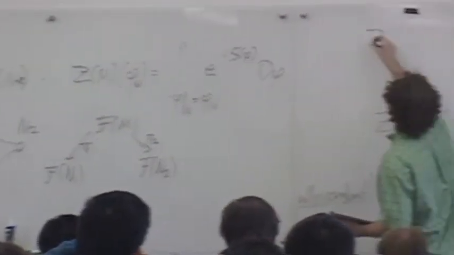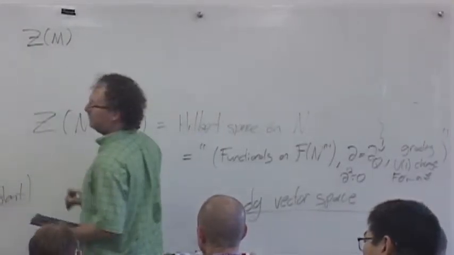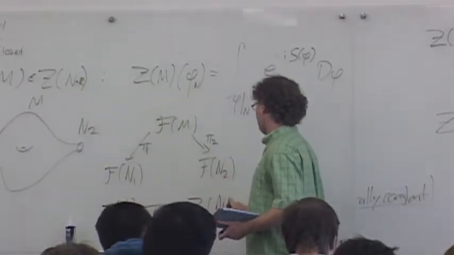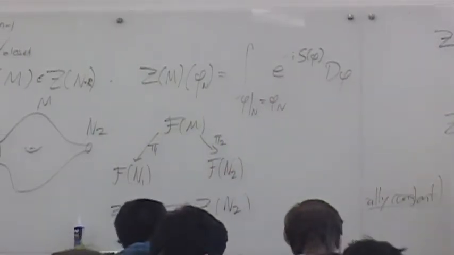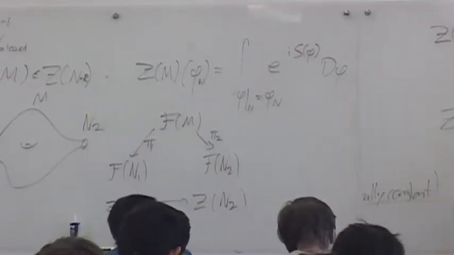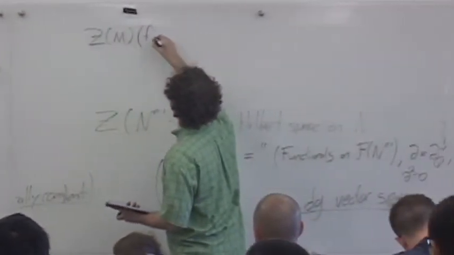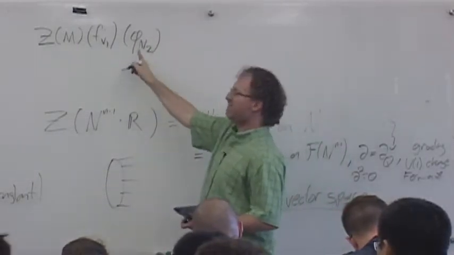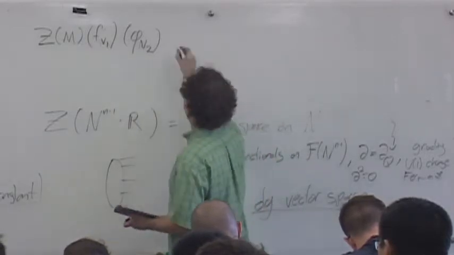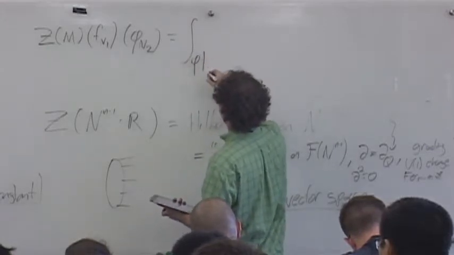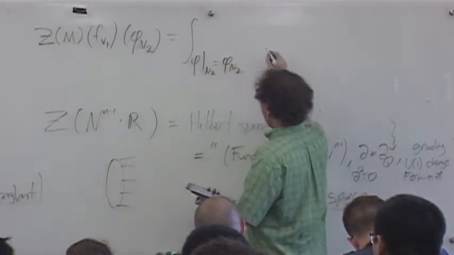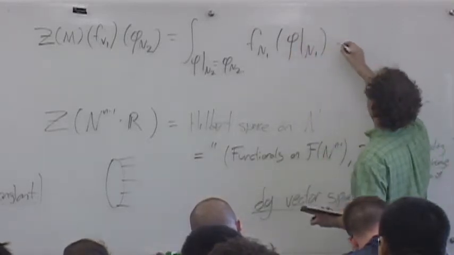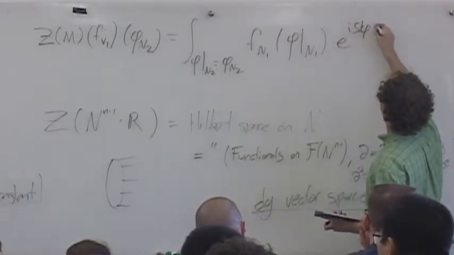So Z of M is now going to be a map from Z of N1 to Z of N2. I'm going to linearize integral transforms as maps. That's the map associated to the cobordism. And what is this map? It's a Fourier transform or integral transform. Z of M attached to a functional F on N1 has a value on a field on N2. You start with a functional on fields on N1, and you can evaluate the result on a field on N2. That is the integral over fields such that the field on N2 is fixed, of F of N1 evaluated on the field phi restricted to N1, times e to the minus S, whatever.